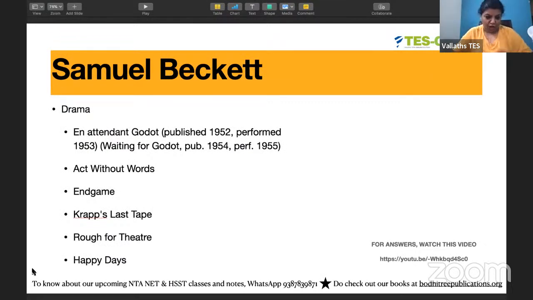Drama. En attendant Godot, originally written in French, then written in English. Act Without Words is a drama by Beckett. Did you know that, guys? Then Endgame. Then came Krapp's Last Tape. Then came Rough for Theatre. Then came Happy Days.